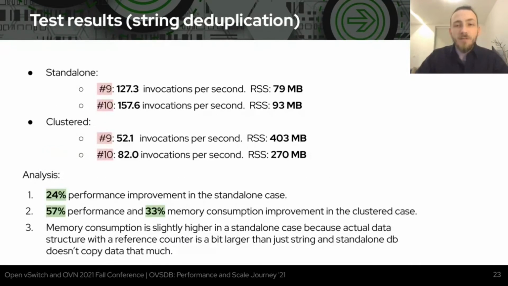Results are impressive. We have 24% performance improvement in a standalone case and 57% performance improvement for a clustered case, where the number went from 52 to 82. Also, there is a 33% memory consumption improvement. Memory is slightly higher in a standalone case because the actual data structure with an additional reference counter is larger than a plain string pointer, and standalone databases are not copying strings that much.